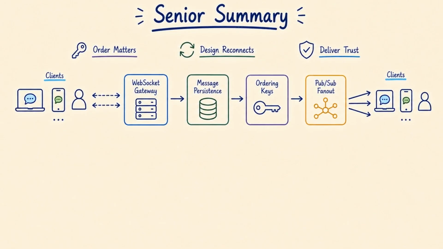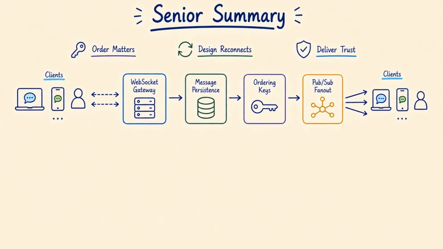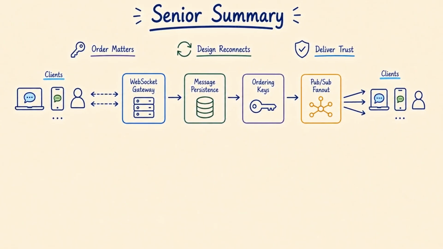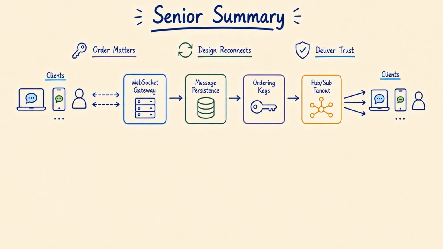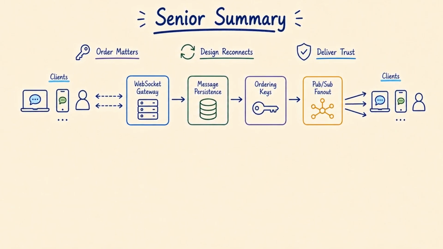If you remember one thing, make it this. Viewers learn the core architecture behind chat apps like Slack, WhatsApp, or Teams. Good system design is a judgment loop, not a memorized answer key.